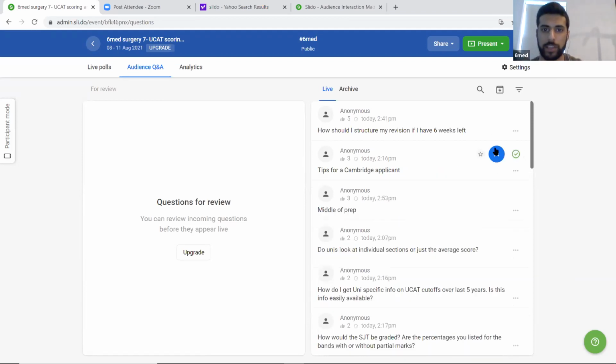So to the top question there, how should I structure my revision? If you're still in the chat, if you could reply and let me know what level you're at, what stage you're at with your revision. If you can't reply there, then just pop it in the chat and I'll see it there. So tips for a Cambridge applicant. Sorry, I've just seen there, middle of prep. Okay, I'll answer that one first.